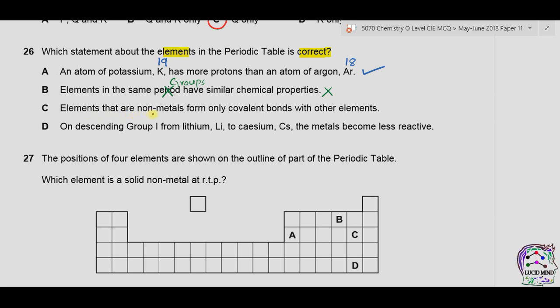Option C. Elements that are non-metals form only covalent bonds with other elements. Now non-metals can form covalent bonds. They can also form ionic bonds with metals. So therefore this is incorrect. Part D. On descending group 1 from lithium to cesium, the metals become more reactive. This is because size of atom increases down in the group. So as the size of atom increases, the electron lost become easy. So when metal easily loses electrons, it becomes more reactive. Statement D is wrong. Answer is therefore A.